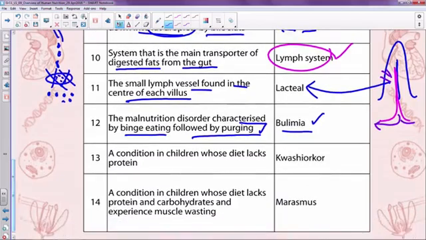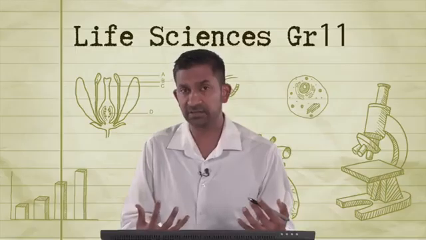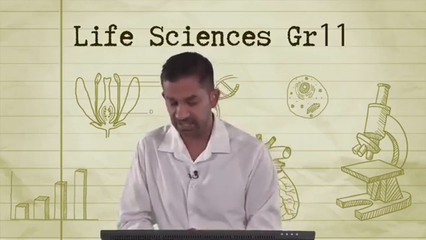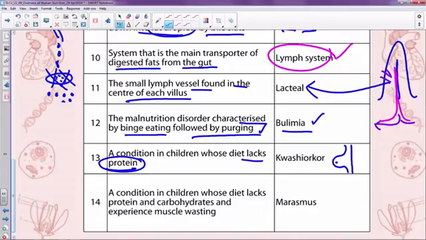Let's look at the next one, a condition where a child whose diet lacks protein. Here the diet lacks protein, and it's predominantly carbohydrates or even starch, and that causes what we call kwashiorkor. These individuals have a distended belly and extreme muscle weakness for the rest of the body, essentially because the body lacks protein, and hence there's a lack of muscle development. The carbohydrates tend to cause a distension of the belly, and the belly appears larger than the rest of the body, with extreme muscle wasting in the rest of the body.